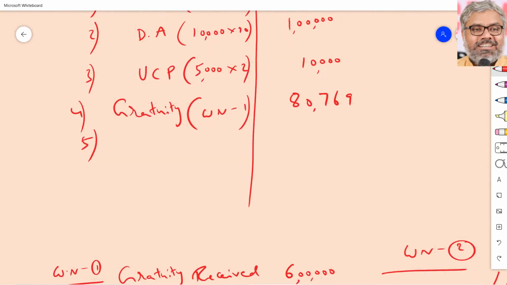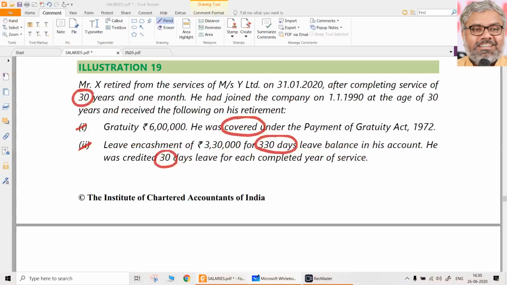Once again, leave salary. Working notes 2. 30,000 rupees is the taxable amount of leave salary. That's it. That is about leave salary. Now the next one.